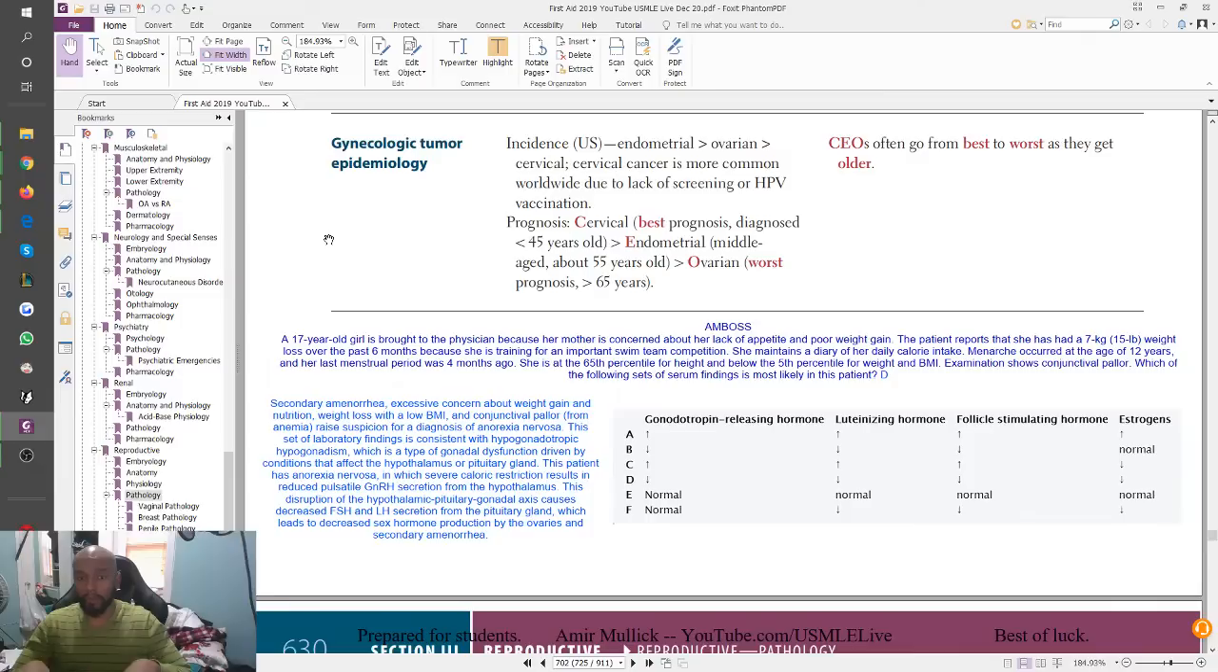Everything is hypo, low. This patient has anorexia nervosa, in which severe caloric restriction results in reduced pulsatile GnRH secretion from the hypothalamus. This disruption of the hypothalamic-pituitary-gonadal axis, right, the HPG axis, causes decreased FSH and LH secretion from the pituitary gland. So it all started with not making enough GnRH, then she's not making enough LH and FSH, and without either of those, there aren't going to be enough estrogens. So that's basically what they're telling you, right? Which leads to decreased sex hormone production by the ovaries and secondary amenorrhea.